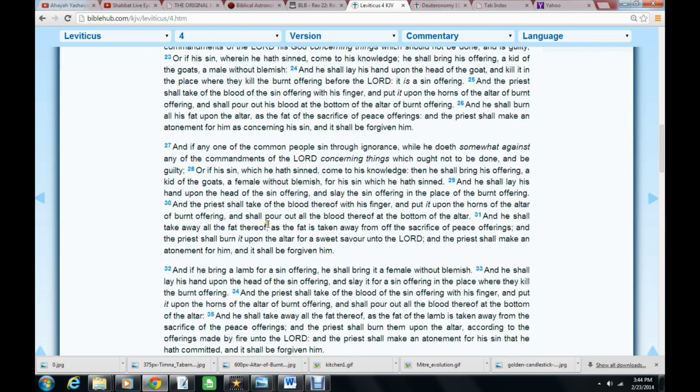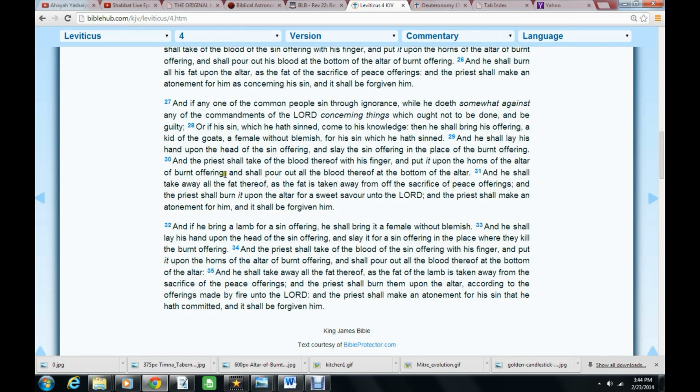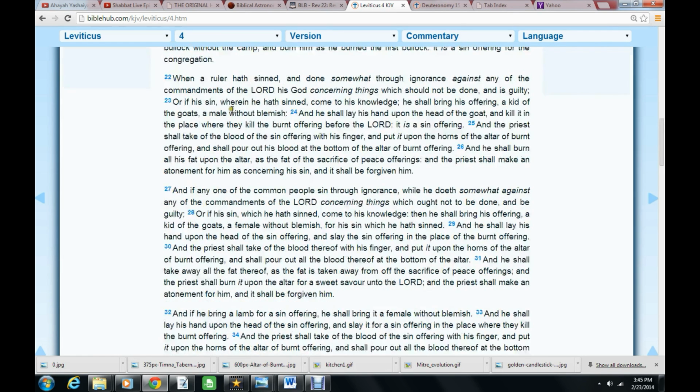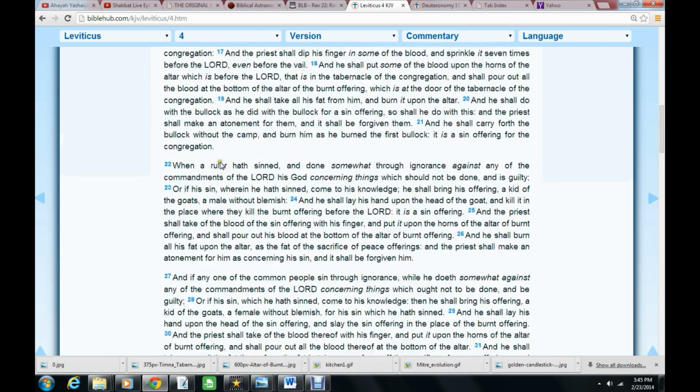We got two more. And if any one of the common people sin through ignorance while he does somewhat against any of the commandments of the Most High concerning things, which means all of us would have to do this before we move on, which ought not to be done, and be guilty, or if his sin which he has sinned come to his knowledge, then he shall bring his offering a kid of the goats. So any common man, he'll bring a kid of the goats. This is just like the last person did, the king.